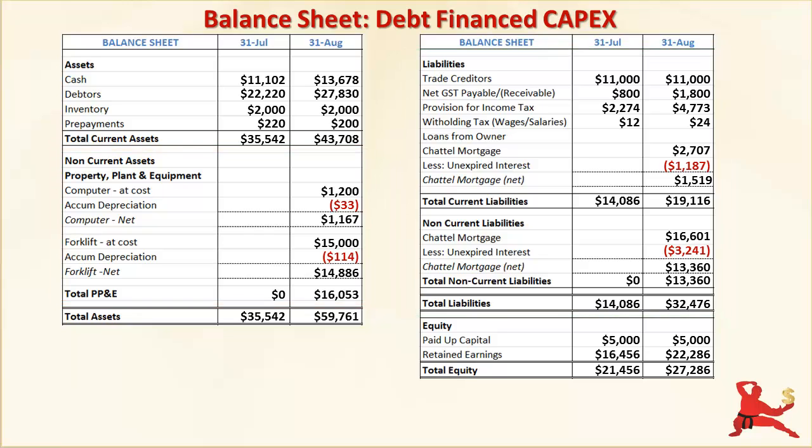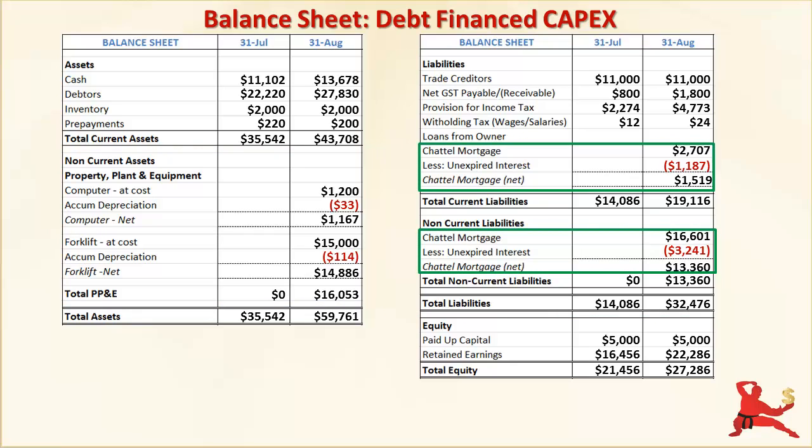This loan is split into two parts, current and non-current. Under accounting standards, the loan payments that are due within 12 months are classed as current liabilities. The payments that are due beyond 12 months are classified under non-current liabilities. This is important as it affects the liquidity position of the business. Note how there are three lines relating to the chattel mortgage.